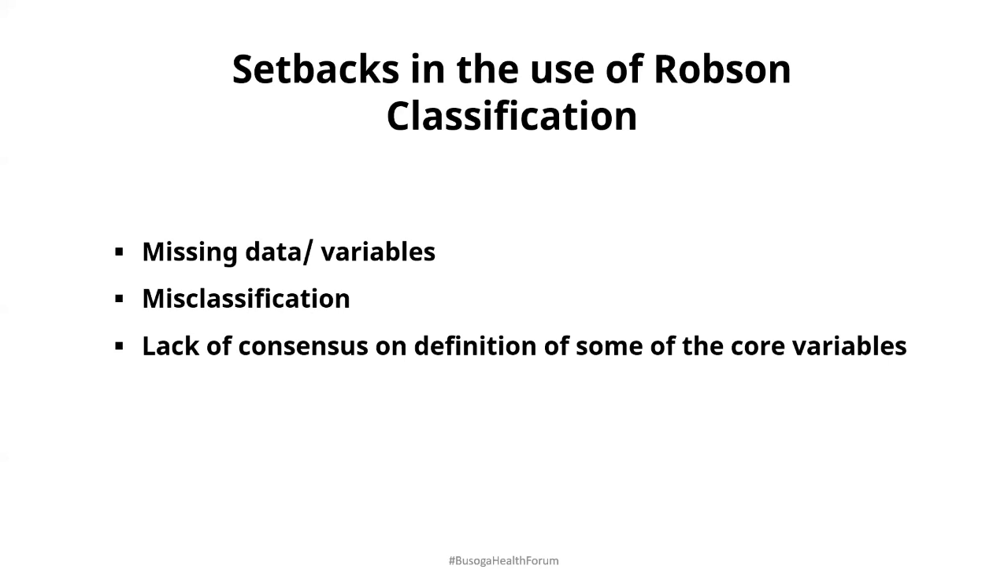So some of the setbacks are missing data or variables, like you've seen, that will leave you with a group of unclassified mothers. What if those unclassified were all done by cesarean section? Then your overall cesarean delivery rate is wrong. You're going to draw wrong conclusions. Misclassifications: if you don't look at your data critically, you're going to misclassify mothers and come up with wrong conclusions.